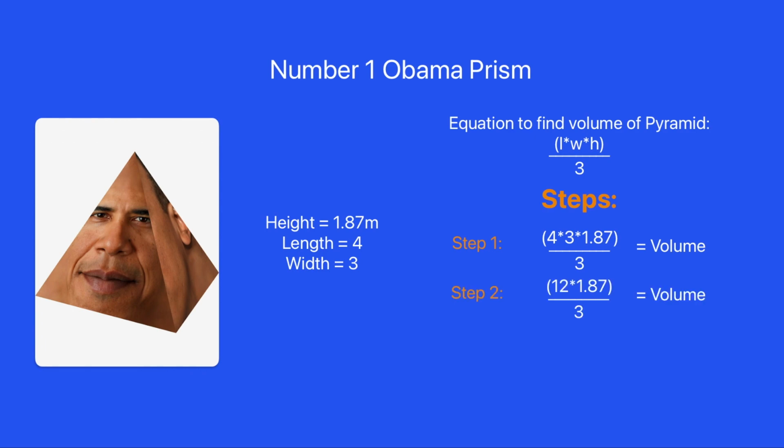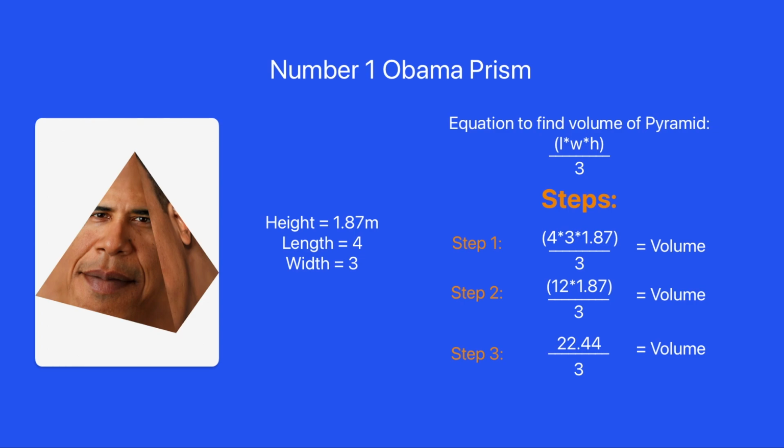Our second step is going to be to combine like terms. We have a 4, a 3, and a 1.87, but multiplying all of those together will be really complicating, especially because 1.87 is a decimal. So let's do the easy ones first. 4 times 3 is 12. Then we can work with the decimal later on.